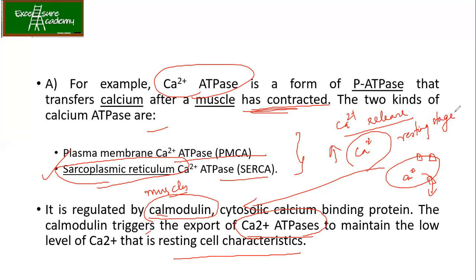Are you able to follow? यहाँ पे क्या हुआ scene समझ में आया? Should I explain once again?